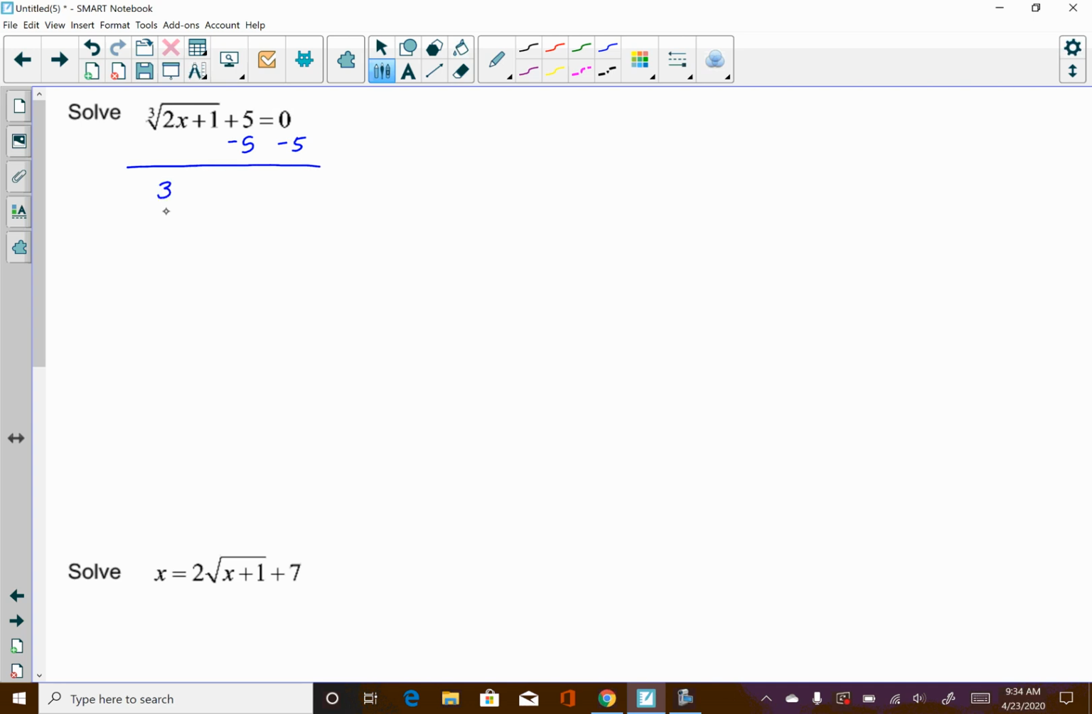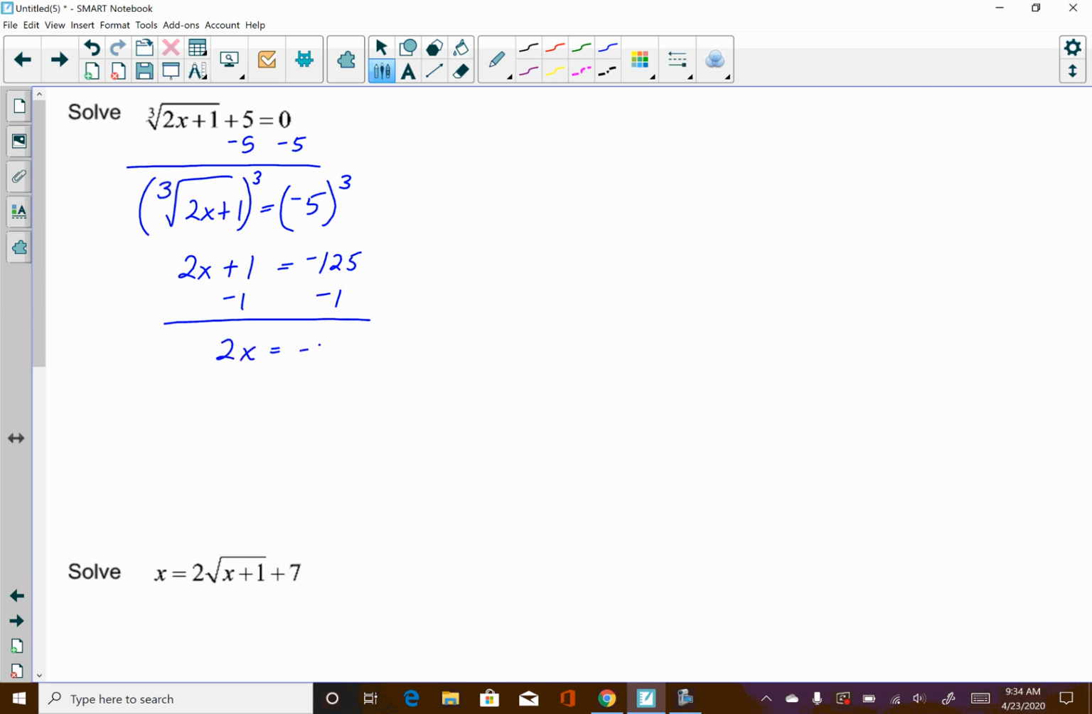So I have the cube root of 2x plus 1 equals negative 5. Now, like I said, let's cube both sides. Cube root of something cubed just gives me what's inside. So 2x plus 1 equals negative 5 cubed. Remember, that means negative 5 times negative 5 times negative 5. You should get negative 125. And now I'll just go through a couple of steps here. This is linear, so I just subtract 1.